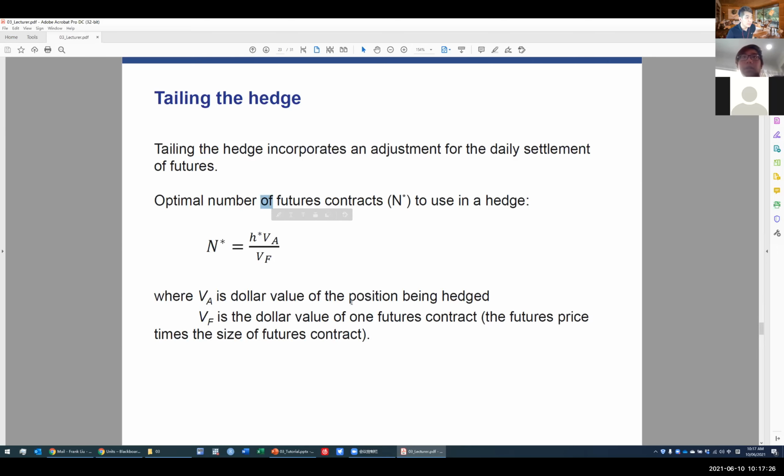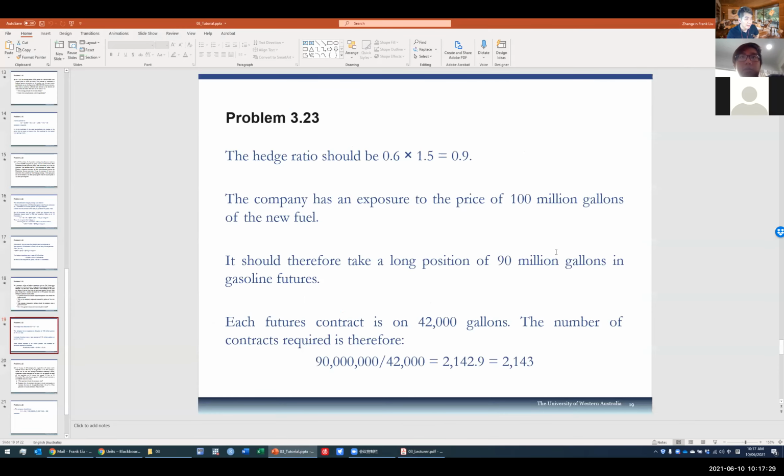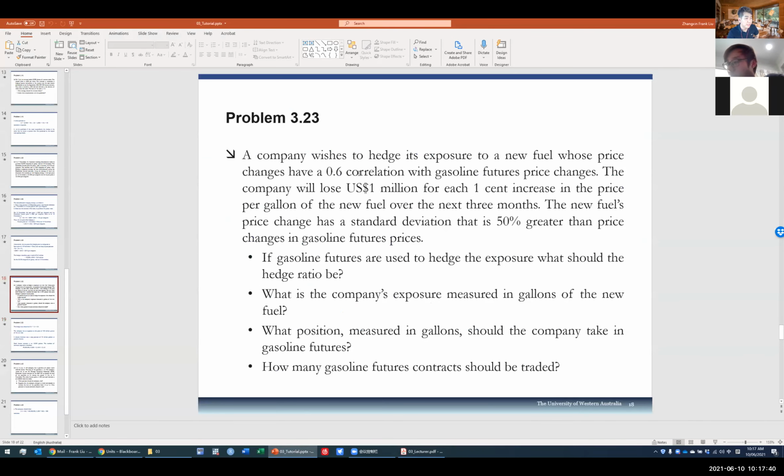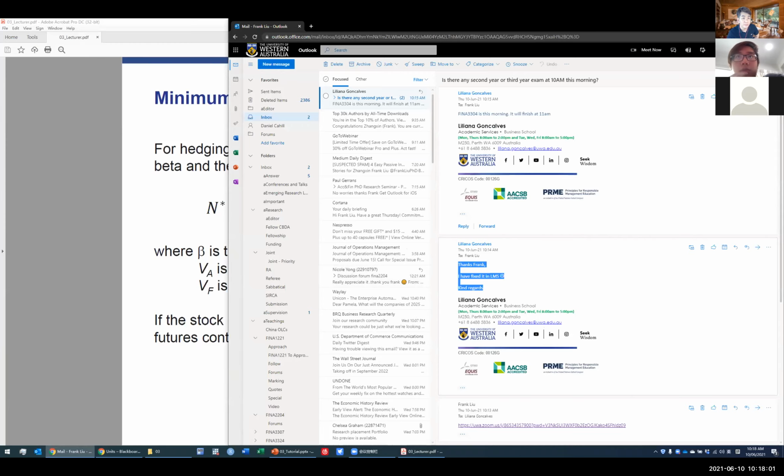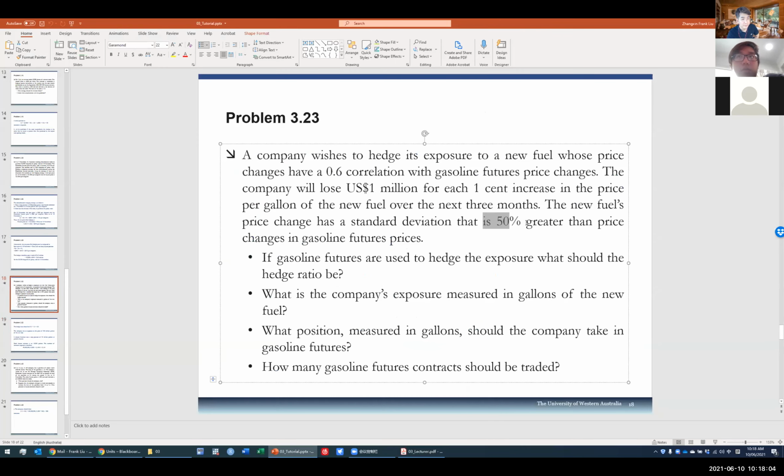So over here, basically, you need to work out the hedge ratio. The exposure is 100 million gallons of new fuel. In this case, the hedge ratio is the correlation times 1.5, because it's telling you the price change has a standard deviation that is 50% greater, so the sigma is 1.5 times more than that. It's 50% more than that, right? 50% greater than the price change.